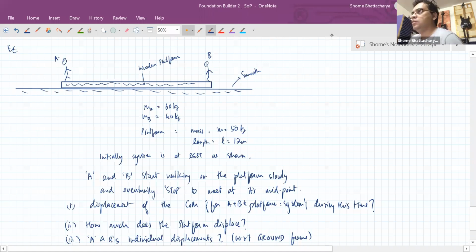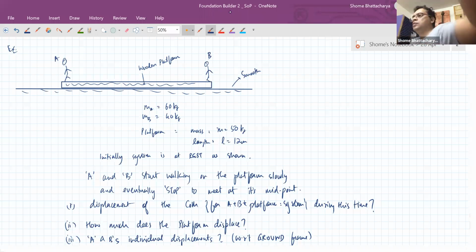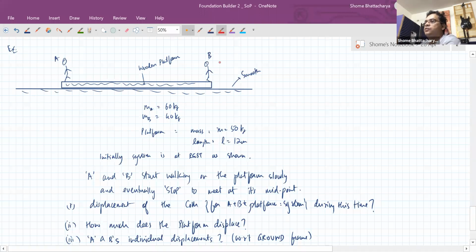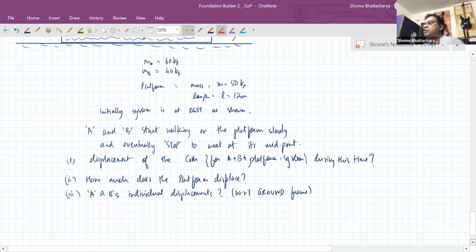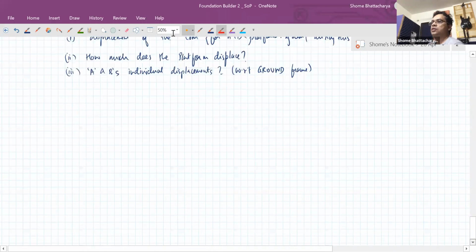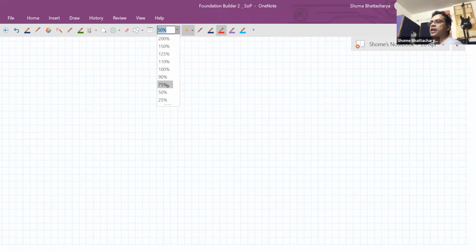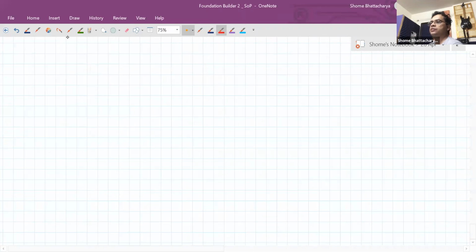No, so unfortunately now people haven't got the first thing right. See, if you take the whole thing as a system, is there any net external force? As the two people are walking on the platform, is there any net external force that acts on the system? Just think of that thing carefully first.